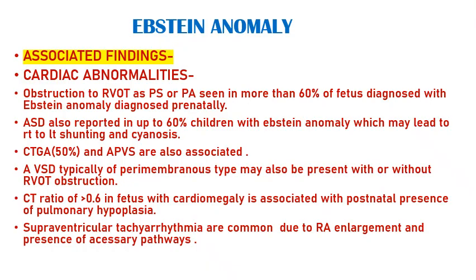CTGA in around 50% of cases and absent pulmonary valve syndrome are also associated. A VSD, typically of the perimembranous type, may also be present with or without RVOT obstruction. A CT ratio of more than 0.6 in a fetus with cardiomegaly is associated with postnatal presence of pulmonary hypoplasia. Supraventricular tachyarrhythmias are common due to right atrial enlargement and presence of accessory pathways.